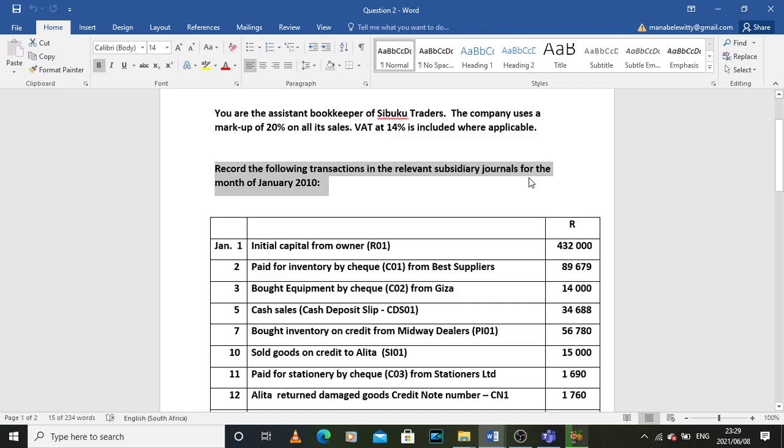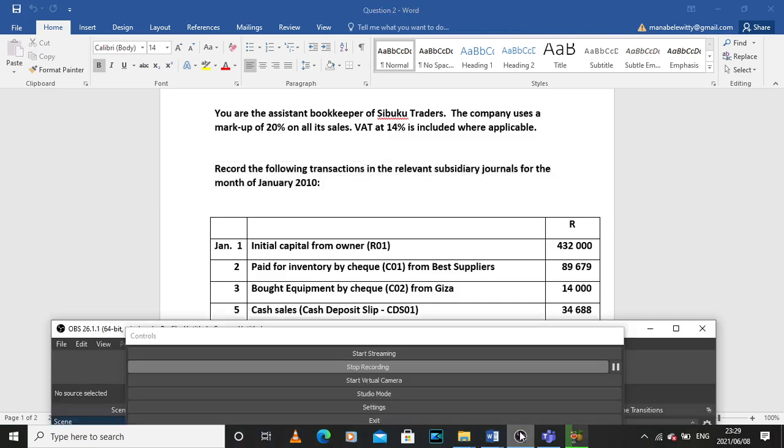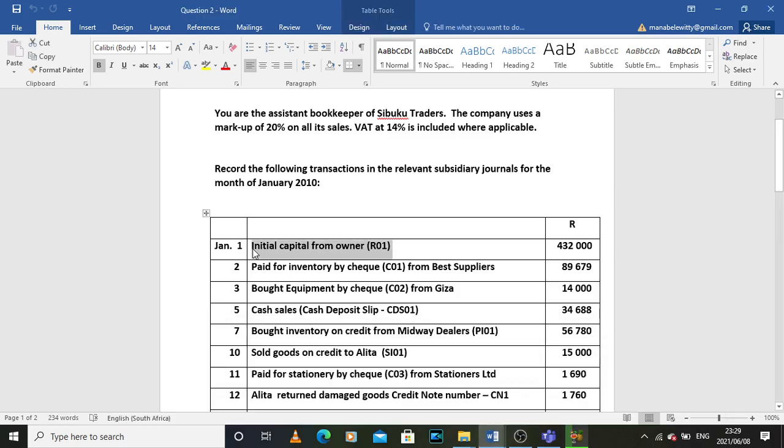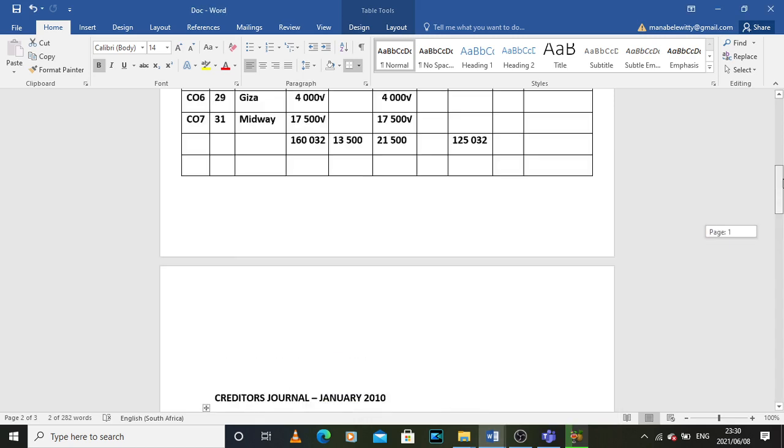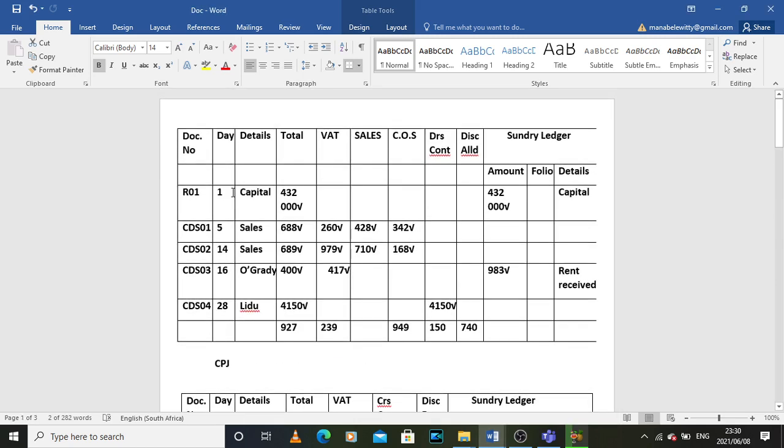Okay, we're still fine. Transaction number 1, initial capital from the owner. The owner is depositing into the business, so the business is receiving 432,000. So this is going to be recorded under the cash receipts journal. Transaction number 1, the document number is R01. They gave you capital. If you don't have a name on the transaction, you use the account, capital. Total, it's either total or your bank, so you're going to record the total.